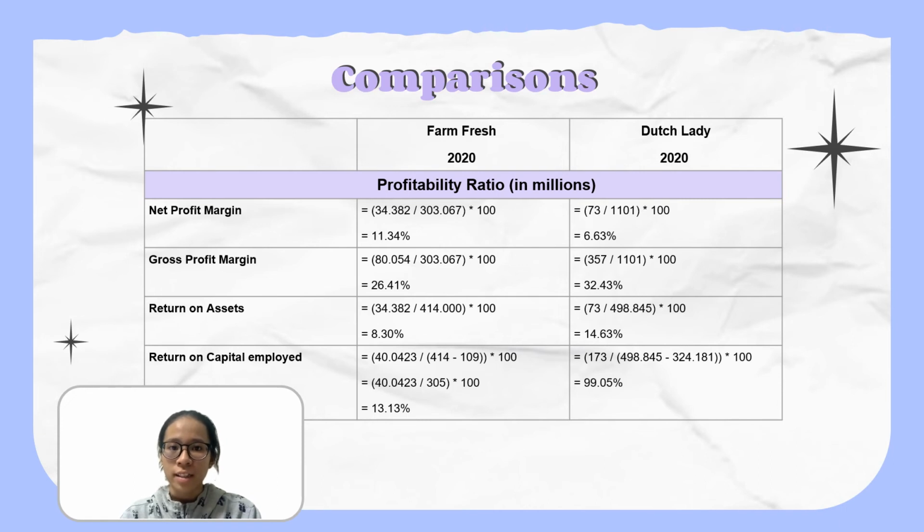As we can see from the calculations, the net profit margin of Dutch Lady is lower than its gross profit margin. The company can attempt to reduce overhead costs and other operating expenses to obtain a higher net profit margin. In profitability ratio, Dutch Lady has an advantage compared to Farm Fresh.